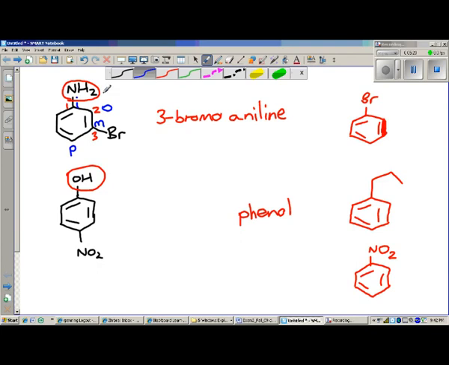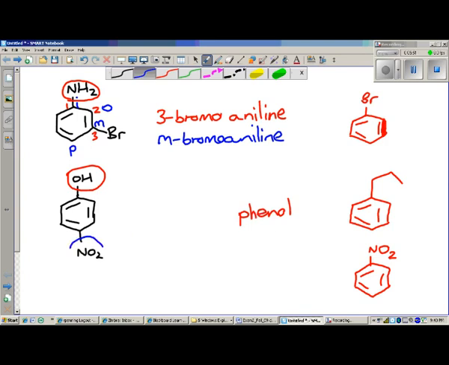I don't really know why, but ortho, meta, and para are the three positions that you want to be thinking about. So the other way to describe this product is to say that the bromo is meta to the amine group, so therefore meta-bromoaniline. In other words, 3, or M, meaning position 3 relative to the top position: meta-bromoaniline.